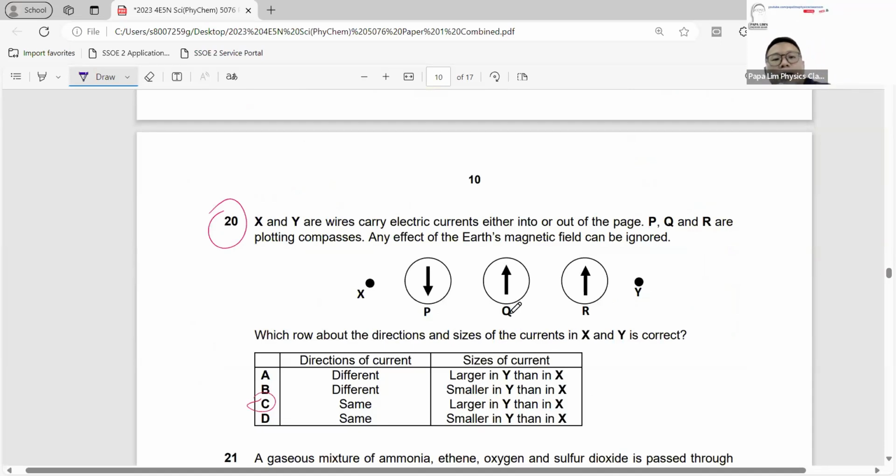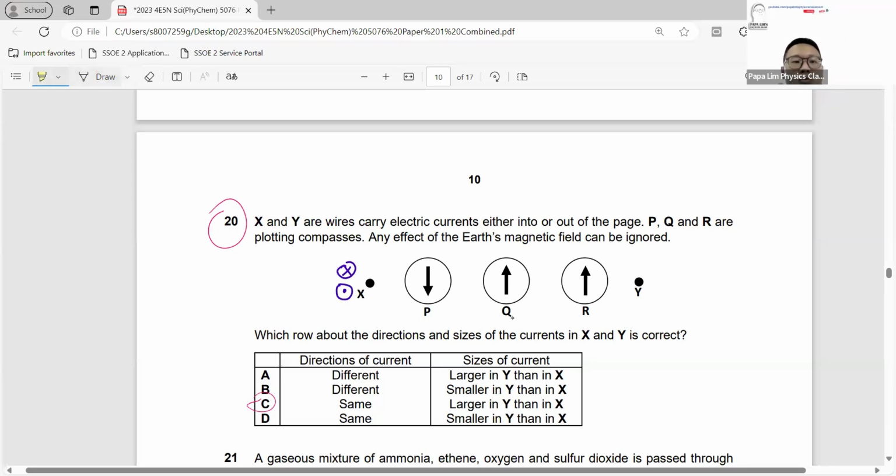Now the last question here is question 20, where you deal with the current and the magnetic field strength. If you look at the magnetic field lines, you look at the currents X and Y. Let's take a look at X first. For the X cable, the current can be either going in or coming out. How do we know? That's where we use Maxwell's rule to decide whether it's in or out.